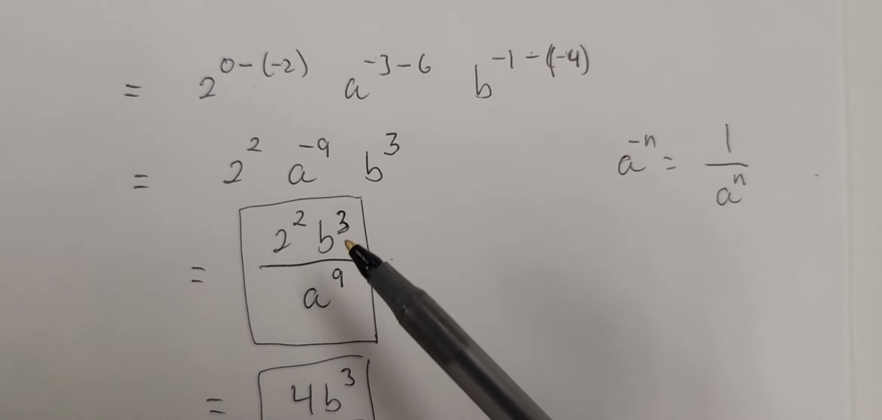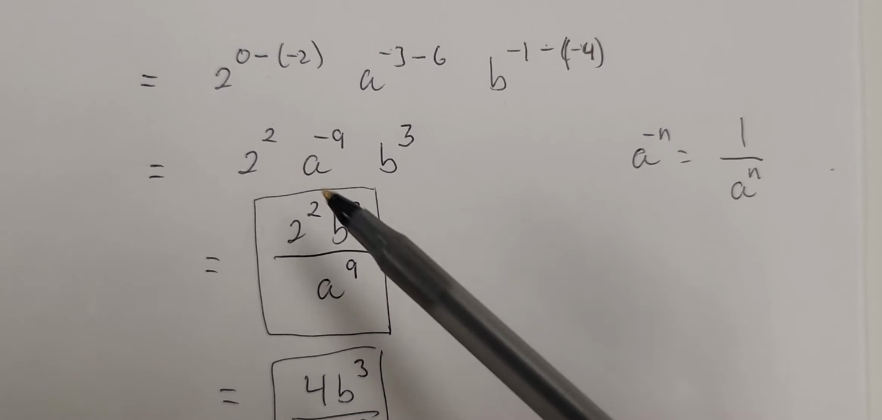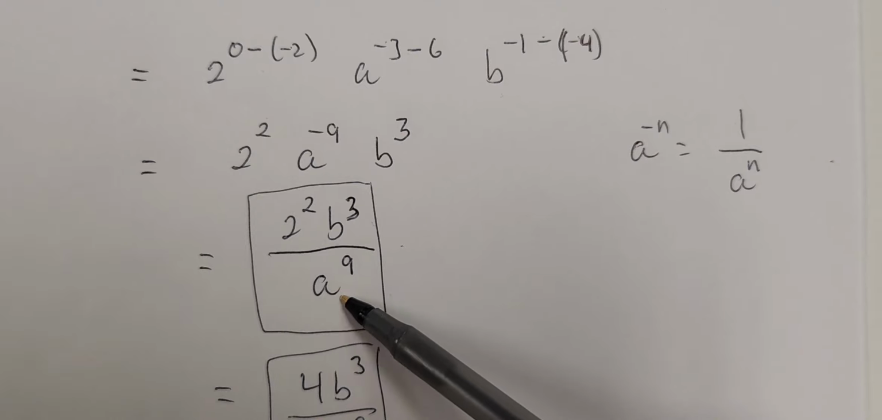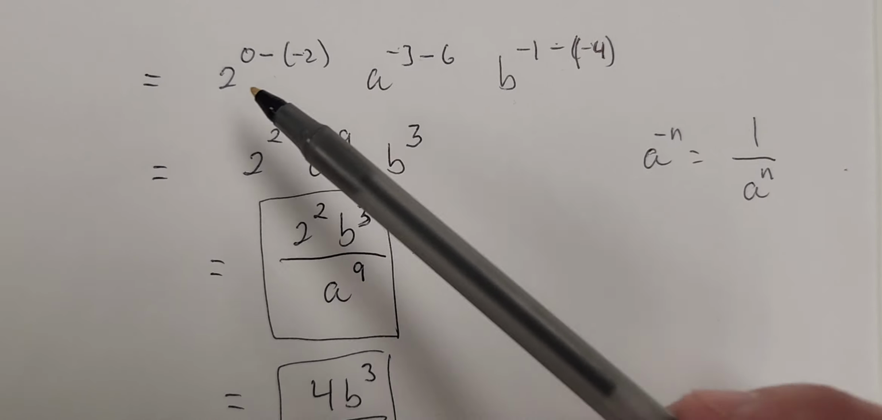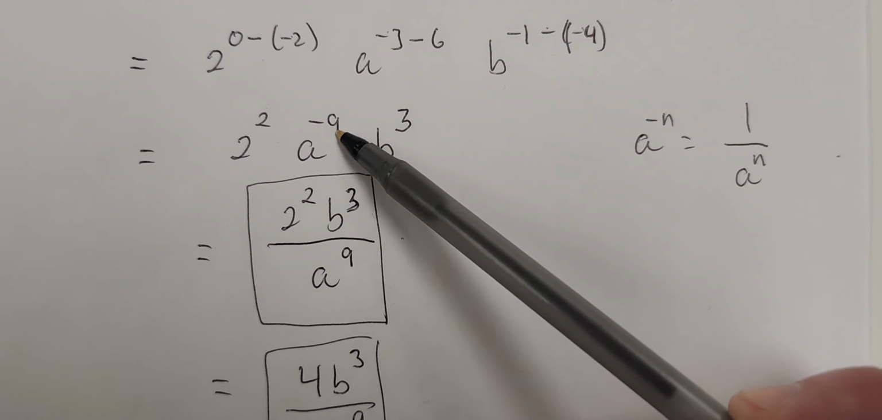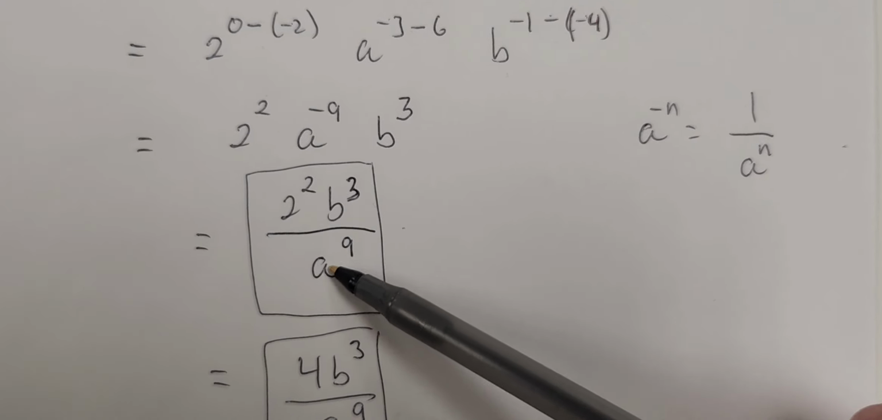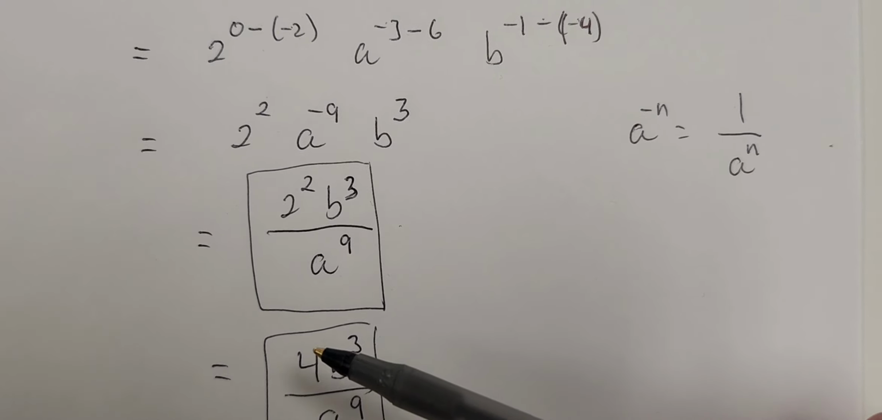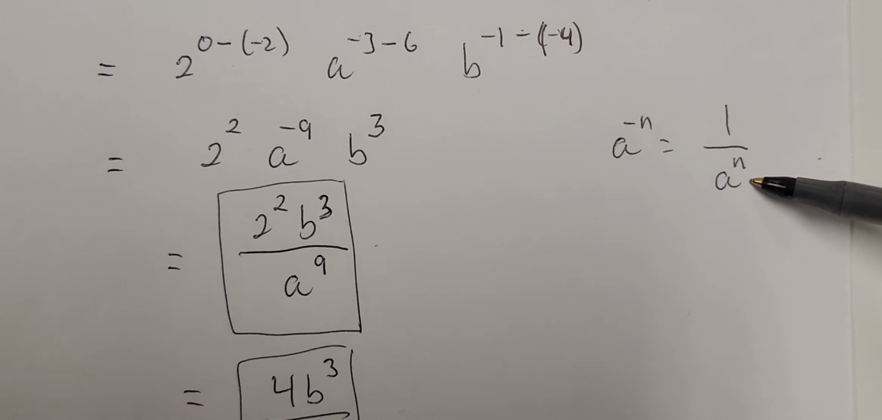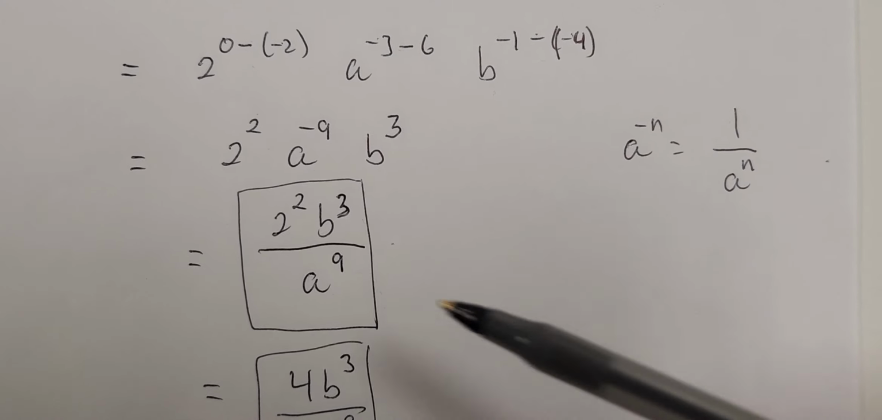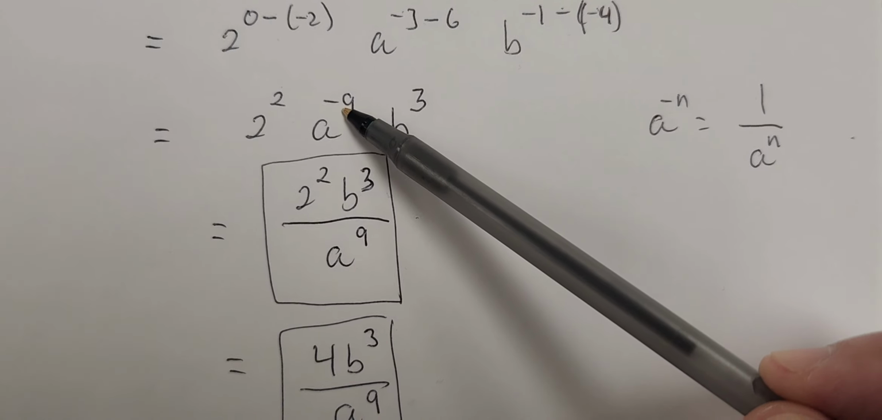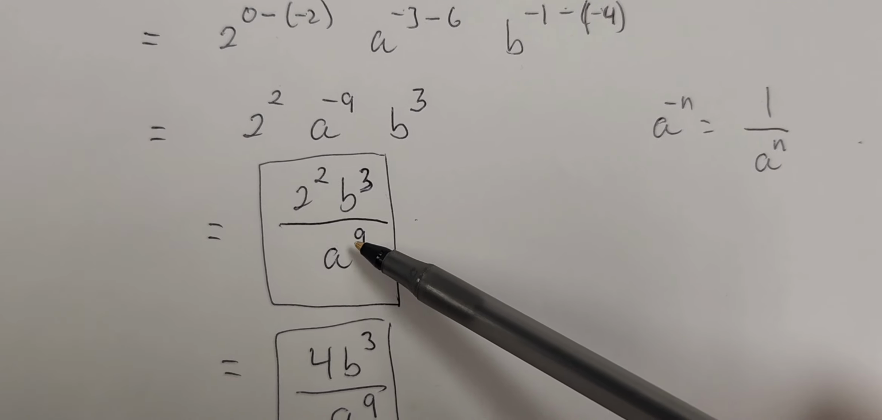Okay. Next, if I have positive power, I leave it on top. If I have negative power, I put it in the bottom. One more time. This is positive. This is positive. Put it on top. Negative. Put it in the bottom. And then the negative power goes away. Okay, just like the rule says here, if I have negative power, I will reverse it and then the negative goes away.